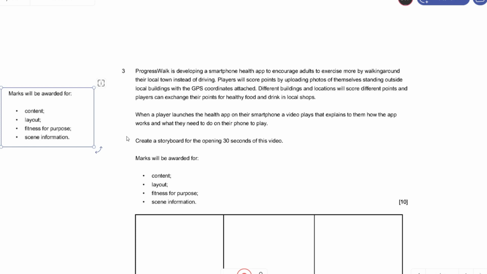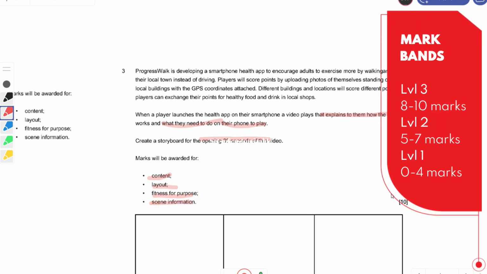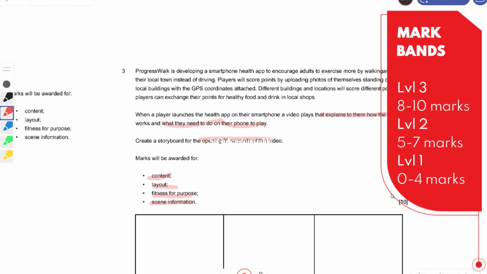So they want us to create, let's go into highlighter mode again, a storyboard for the opening 30 seconds of a video that will launch when they start the app, which explains how to use the app and what they need to do on their phone to play. Again, marks for content, layout, fitness, and scene information. You're getting used to this now, I'm sure you are. 10 marks again, 3 bands. You need 3 or more technical information throughout your storyboard to get those higher marks.